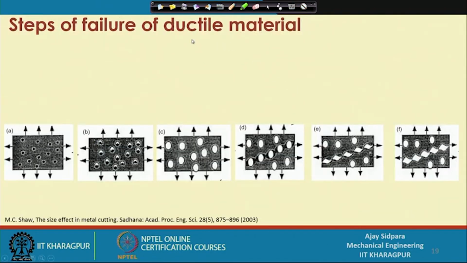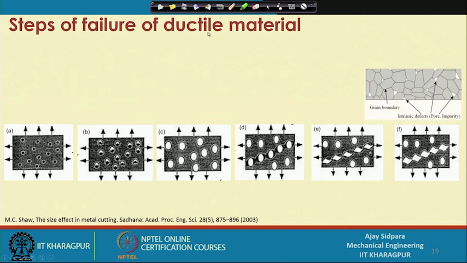Now, what is the failure in the ductile material? We know that no material is completely perfect. There may be different types of defects available, and because of those defects you always get some type of initiation or propagation of cracks, or propagation of the deformation surface.